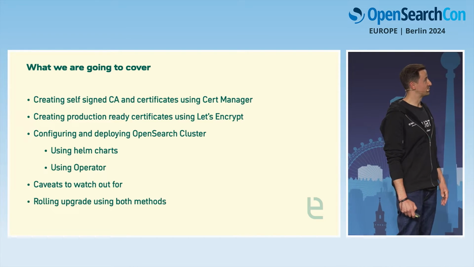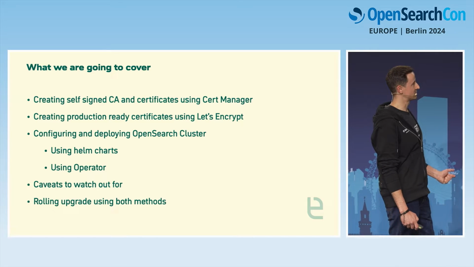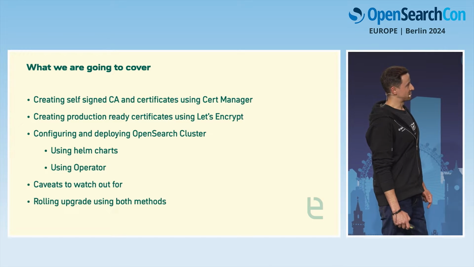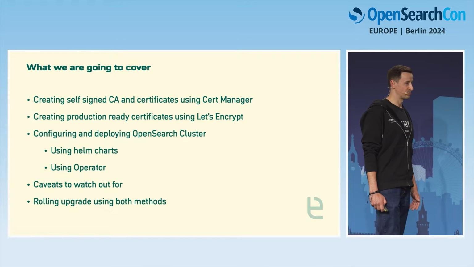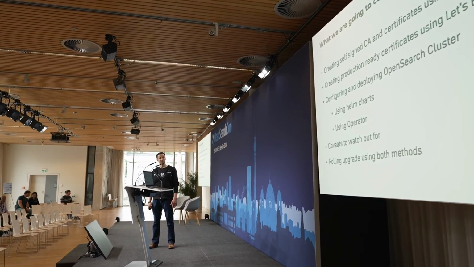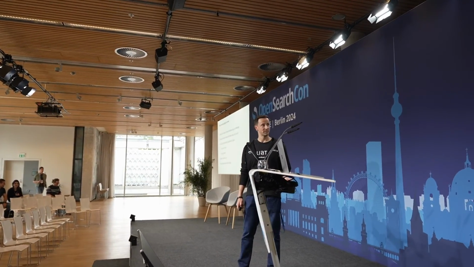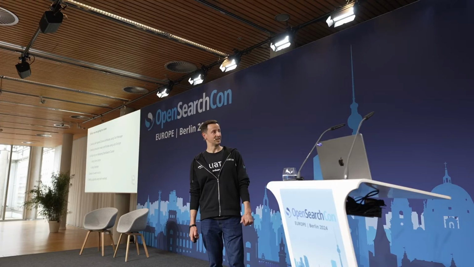What we will be covering today. So, creating the self-signed certificates using CAs and Cert Manager, creating production-ready certificates using Let's Encrypt. I'm pretty sure we're all familiar with Let's Encrypt. If not, I will say a few words about it, but I think it's amazing technology. And we're going to configure the OpenSearch Cluster using Helm charts and Operator and run it in EKS. We're going to go over some caveats, and some data operations, like rolling updates. There's quite a bit of a difference between the two, and some are rather important.